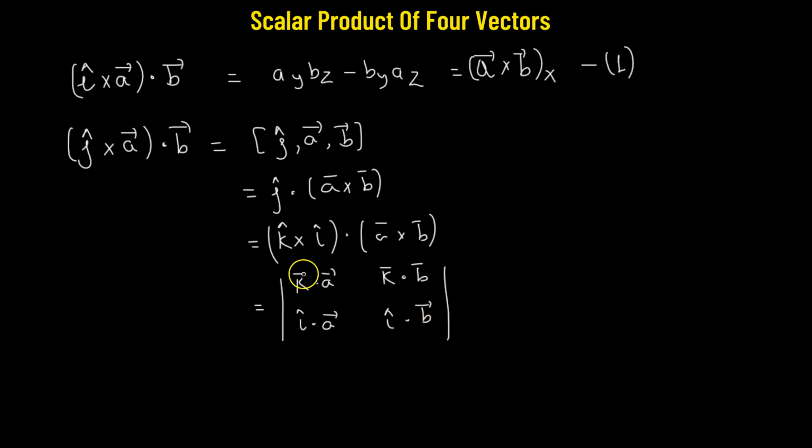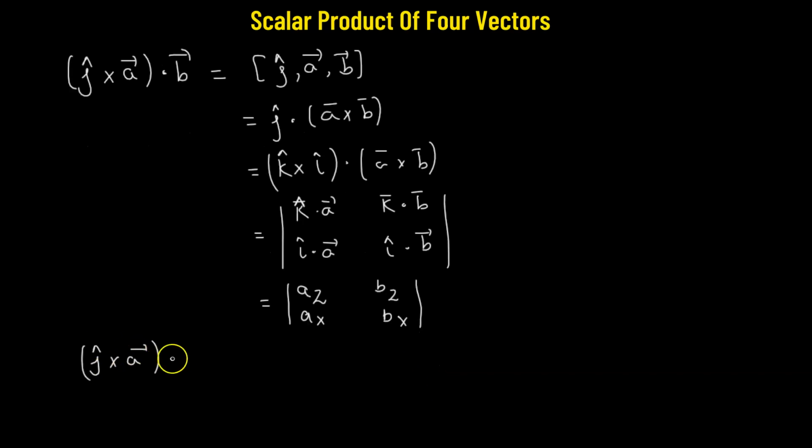The unit vector K cap dotted with A vector gives us the Z component of vector A. K vector dotted with B vector gives us the Z component of vector B. I cap dot A vector gives us the X component of vector A, and I cap dot B vector gives us the X component of vector B. So that means we have AZ BX minus BZ AX. And this is also, if we take the cross product between vector A and B and consider its Y component, going to give us AZ BX minus BZ AX.